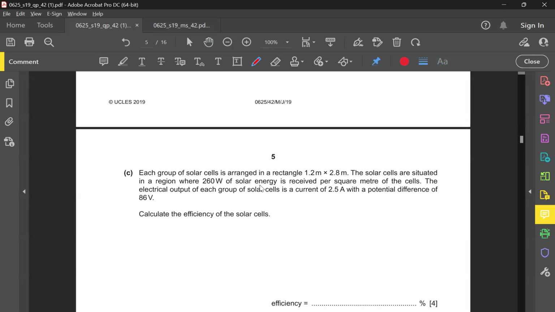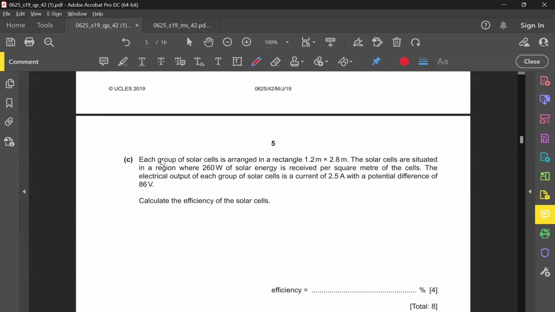Anyways, if you look at this part here, this is the challenging part. It says each solar cell is arranged in a rectangular shape of this area, right? The solar cells are situated where this power of solar is received per square meter, guys. Means to say 1 meter square is equal to 260 watts. The electrical output of each solar cell is this amount. They ask you to calculate the efficiency. So I basically need to find efficiency. Efficiency is basically output over input multiplied by 100%.